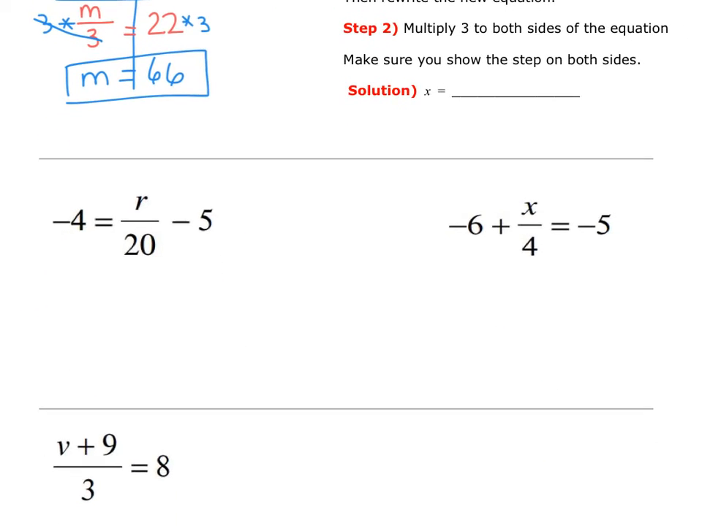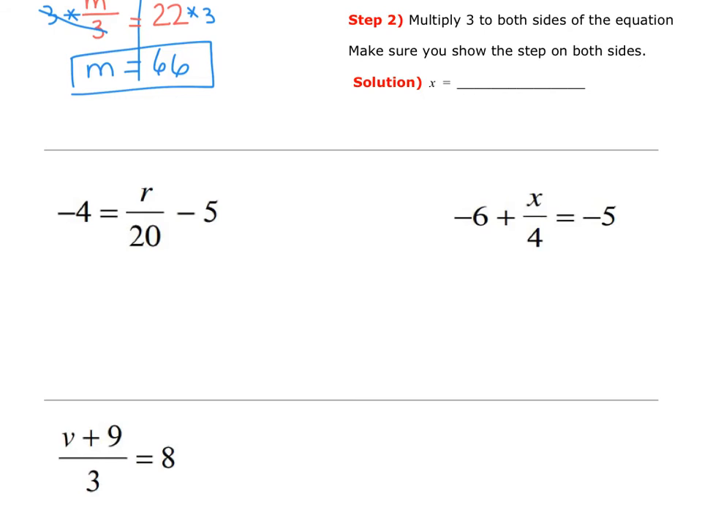And just a couple more. All right, so these ones, I put them backwards. And I say backwards because this time the variable is on the right side. So, looking at the right side that has the variable, r divided by 20 minus 5. The 20 and the r are directly connected, so it's going to be the -5 that's got to go first. Okay? So, inverse would be plus 5, plus 5.